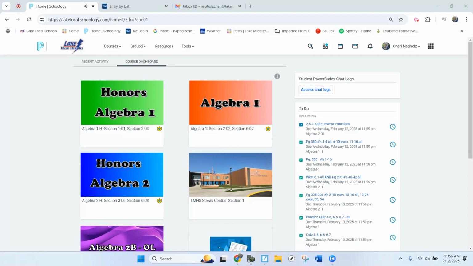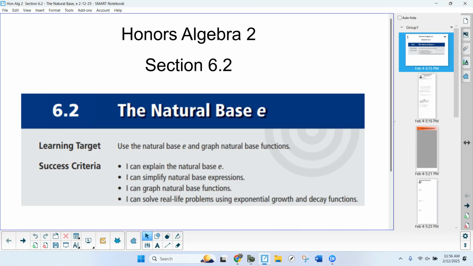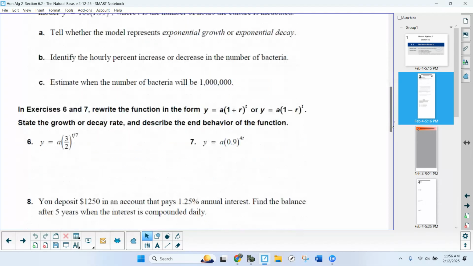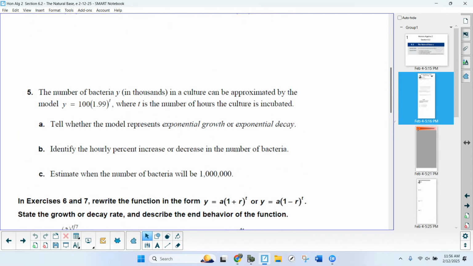Okay, so on the word problem here, I think you guys did pretty good, and then it was this one. Okay, you can tell it's a growth. Why is it a growth? The base is what? More than one. The base of the power is more than one. Identify the hourly percent increase or decrease. Well, what was the percent increase or decrease by?